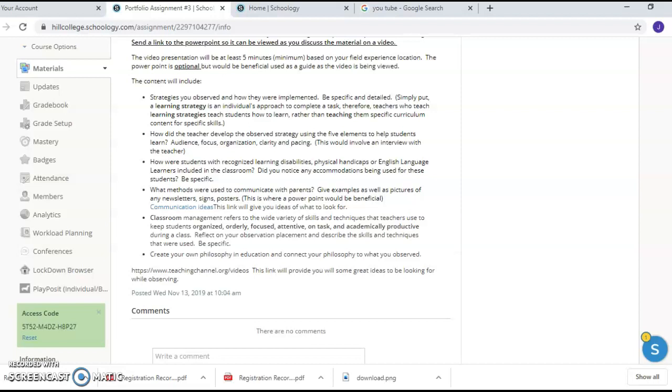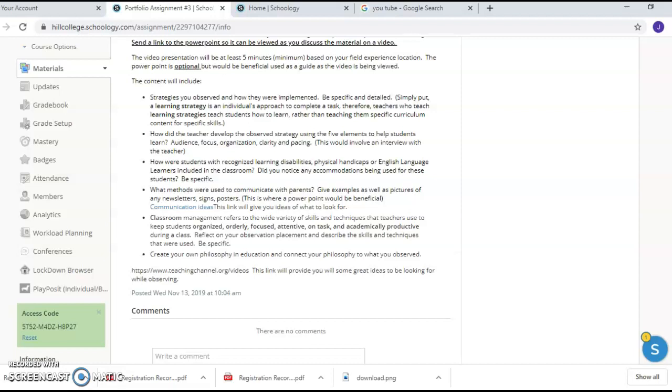What methods were used to communicate with parents? So hopefully you got into the school at least once. And so hopefully you saw signs. Were there newsletters? How have they been communicating with people during COVID-19? Have they been sending emails? Have they been posting to their Facebook? Have they been updating their website? Those are the types of ways that a school district and a teacher will communicate with parents. So discuss what the location you were observing at is doing.